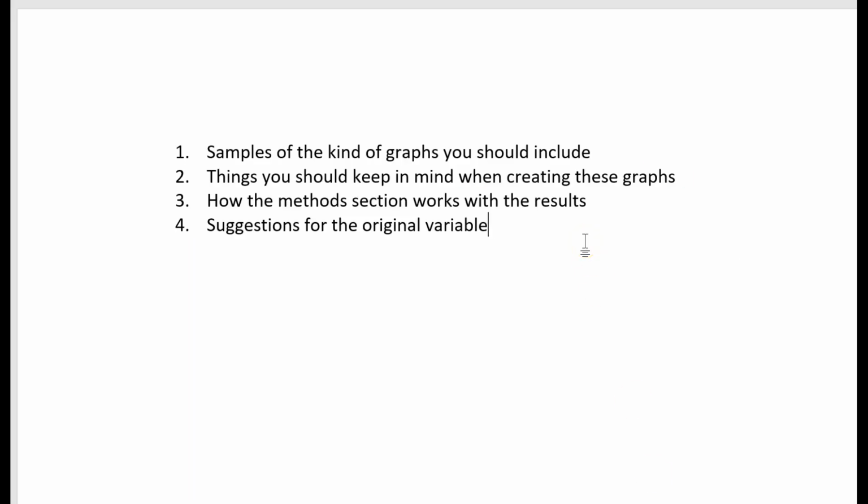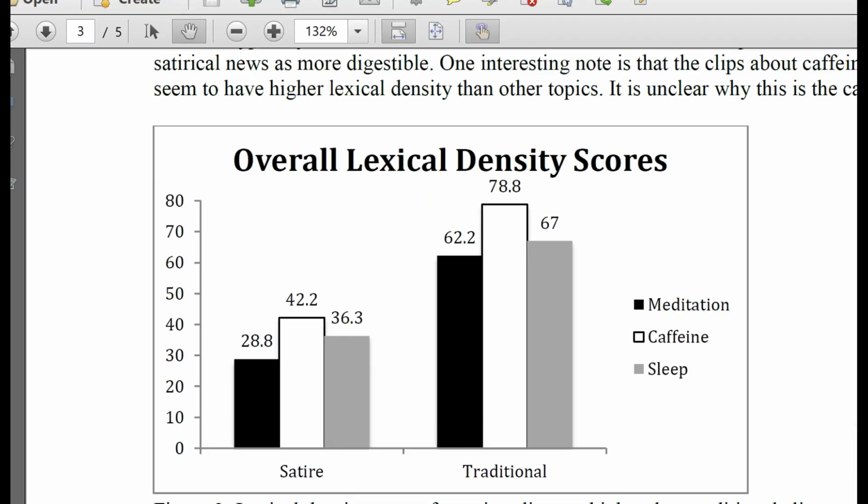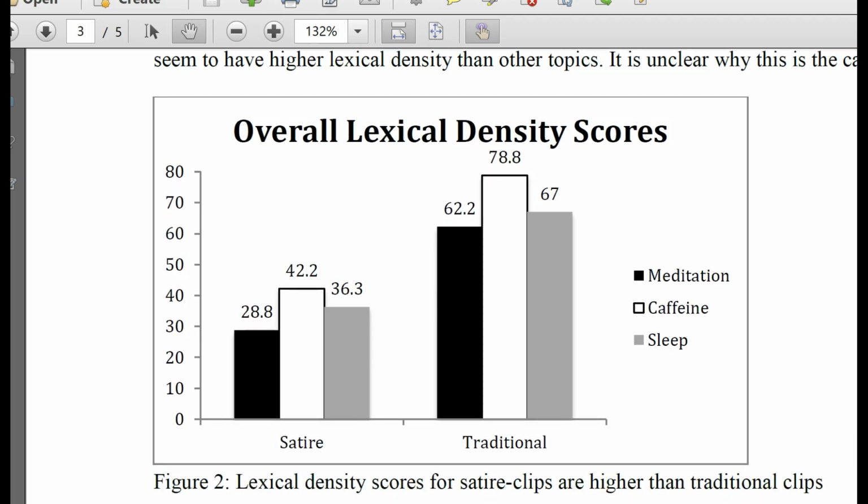All right, so samples of the kind of graphs you should include. There was some confusion with some of you on what you should have done for today. I was looking for examples of graphs that are like those that we found in the sample paper. So something like a graph on lexical density scores, which you can get by taking those text files, and I apologize that they weren't up there before, I thought they were, and running them through one of the tools that is listed on the assignment sheet.